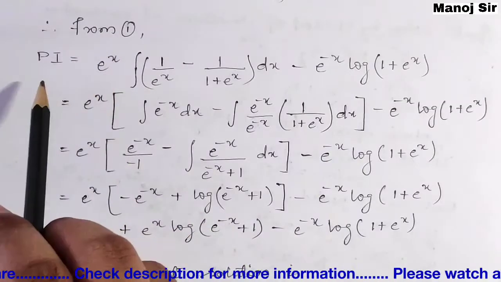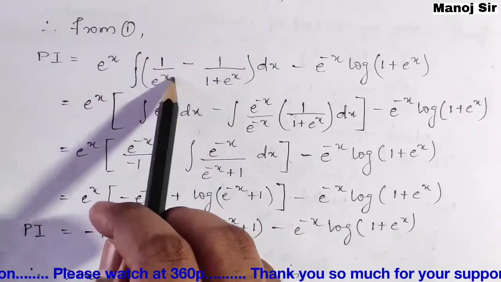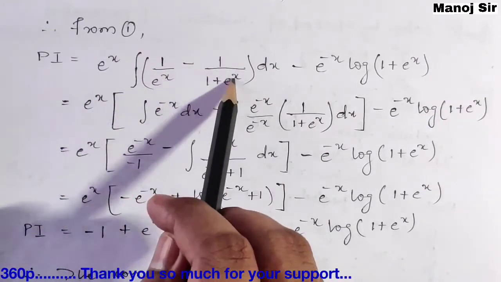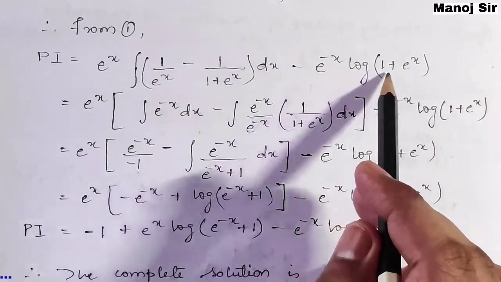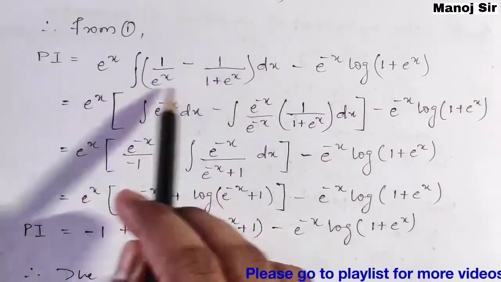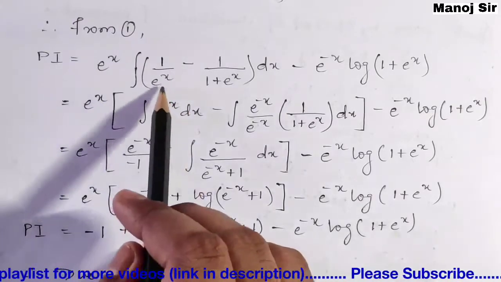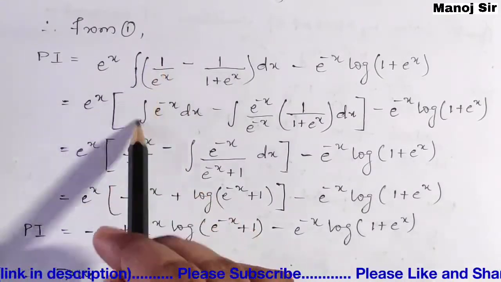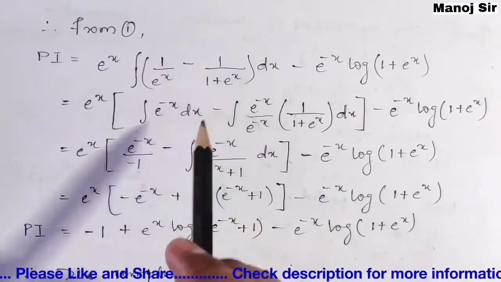From 1 we can say PI equals to e to power x integration of 1 upon e to power x minus 1 upon 1 plus e to power x dx. Now this is as it is, that is minus e to power minus x log 1 plus e to power x. Now solving this part, because we need to integrate this part also. Here we have e to power x. Now we can take this in the numerator part, so that this will become integration e to power minus x dx, and this negative is as it is.